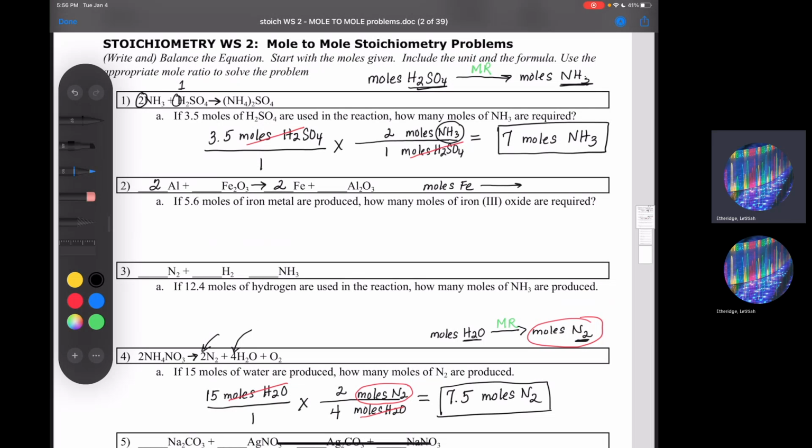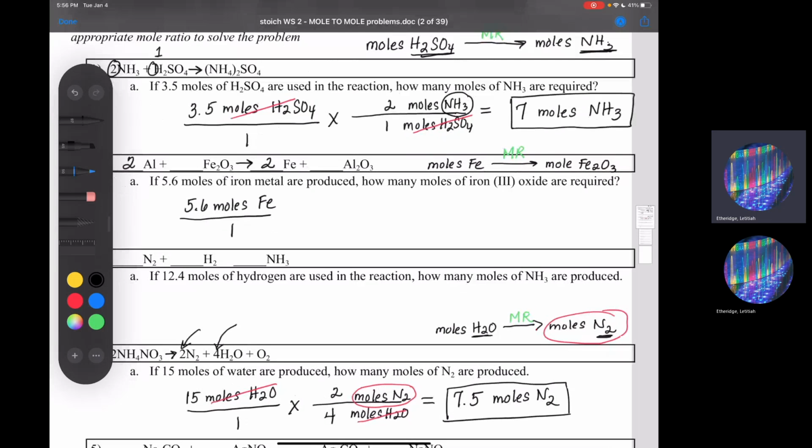And we are trying to find out how many moles of iron 3 oxide, let me be clear, are going to be required for this reaction to happen. Remember, you were going to use the mole ratio to do your conversions. So now let's set it up. We have 5.6 moles of iron. Take what you know, put it over 1.